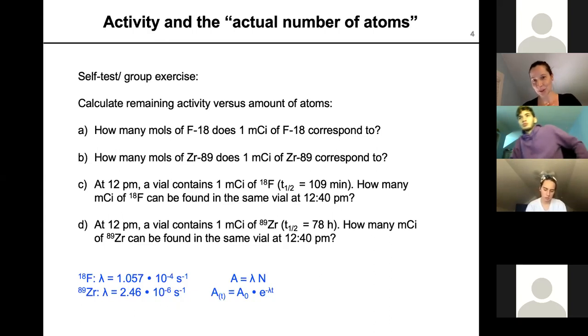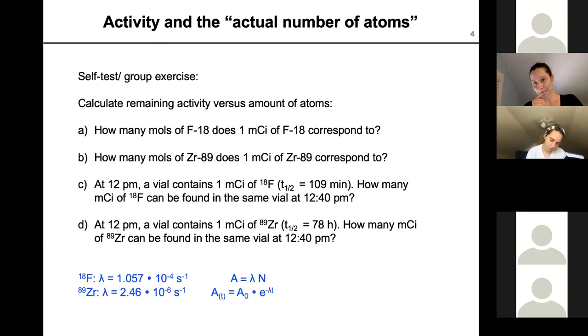Correct. So if you contrast that with the result that you're getting for the zirconium isotope, how do the numbers compare? It's the same amount of activity, but with respect to the number of atoms, what do you see? I have that the number of moles between them differ by two orders of magnitude. Exactly, right? So that's a really nice demonstration of how different these quantities are when we have different decay constants and different half-lives.